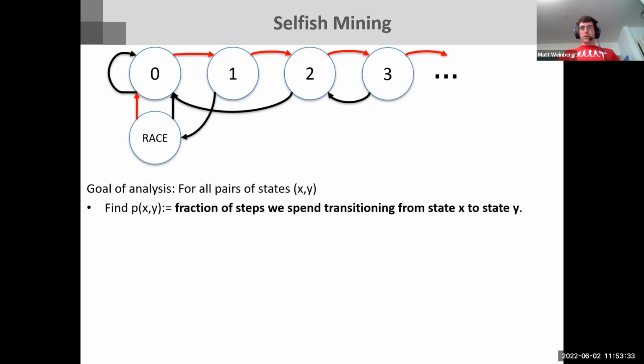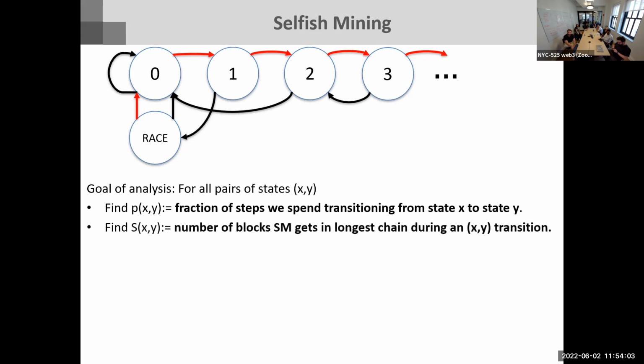How do you actually do this analysis? So here's the goal. I want to compute three things. The first thing I want to compute in this diagram is the fraction of all time steps that we spend transitioning from state X to state Y. If you've seen Markov chains before, you need to compute this thing called the stationary distribution. Once you compute the stationary distribution, these probabilities follow. So this is something that can be done.